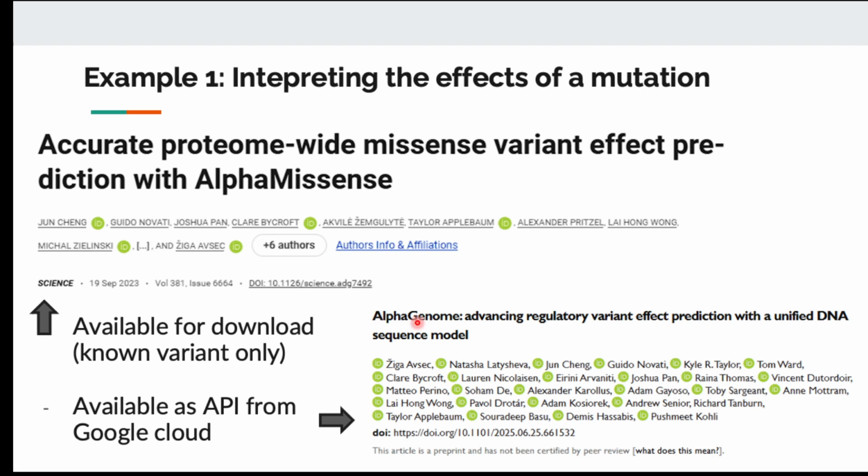AlphaGenome is released as an API on Google Cloud. If you read the paper and get the link, you can use your Gmail to sign up for the API, and you can use it to predict the effect of your mutation. But these two models are still being evaluated by clinicians, whether they can capture the pathogenicity of the mutation. And we should know shortly whether this AI can be used to supplement clinical interpretation of DNA mutation. Okay.